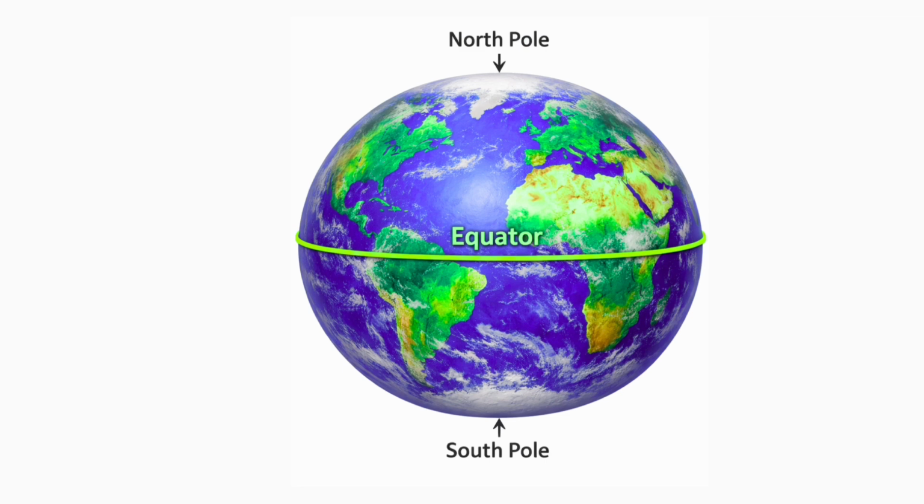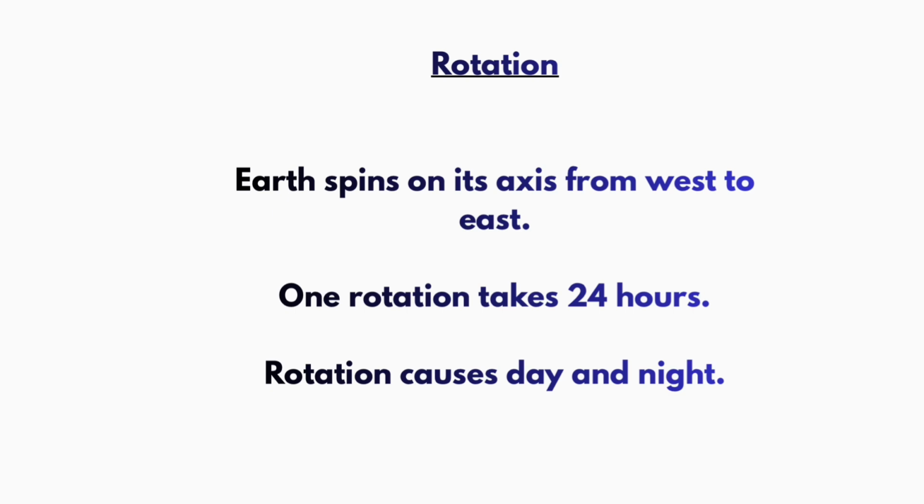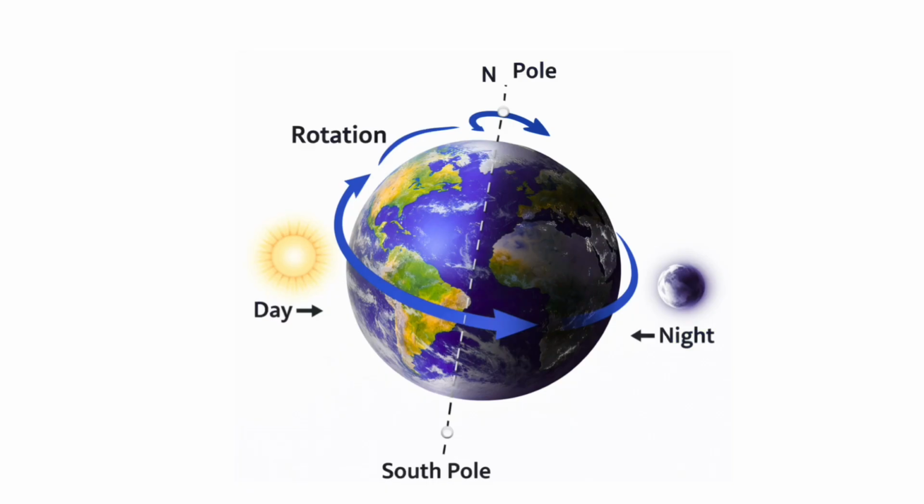Earth's rotation. Rotation means Earth spins on its own axis. This axis is an imaginary line passing through the north and south poles. Earth rotates from west to east, and the rotation causes day and night, sunrise and sunset, and rotation happens continuously.